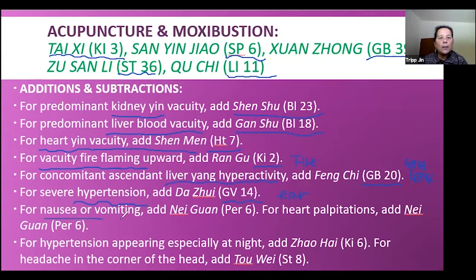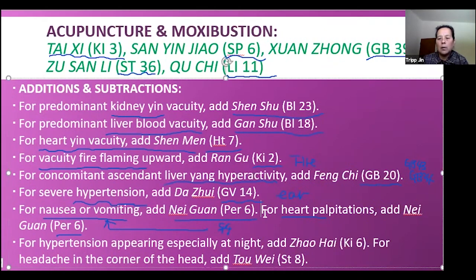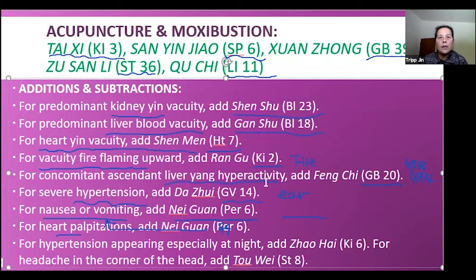And if the patient is vomiting, add PC6, that opens the chest. With heart palpitations, we can still go to PC6. That's basically to open the chest. They work for the upper jiao and the middle jiao also. If you want to relieve nausea and vomiting, you can combine it with Spleen 4. If you want to work on heart palpitations, it's better to combine with Ren 17.